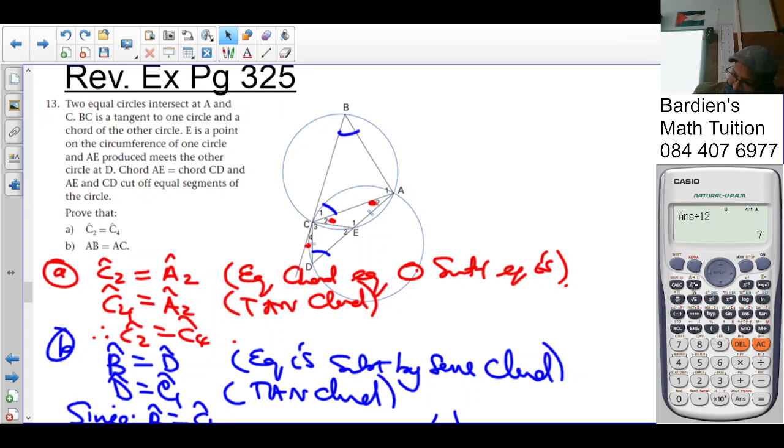Angles subtended by the same chord is the same thing as angles in the same segment. Angles subtended by the same chord, that is the converse. It's the reverse of angles in the same segment. Oh, okay. Thank you, sir. No problem, Michael. Yes. Another question.